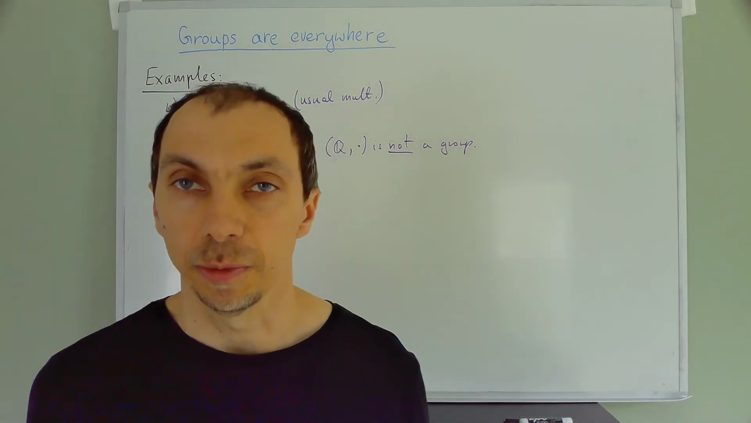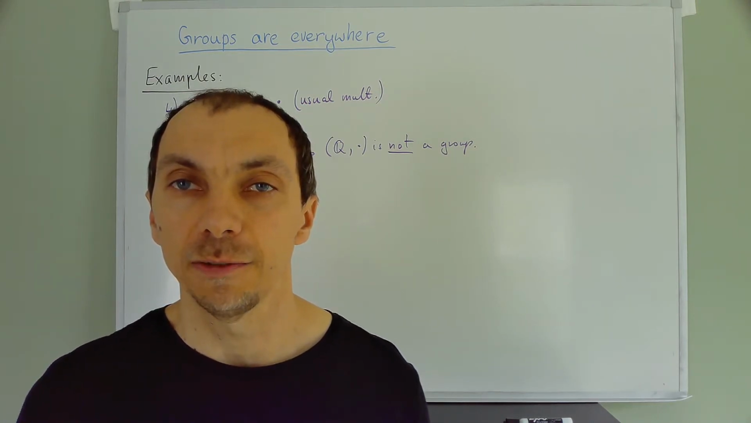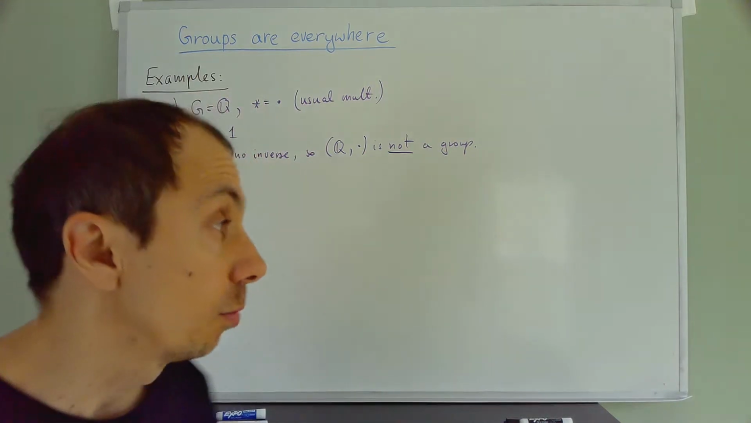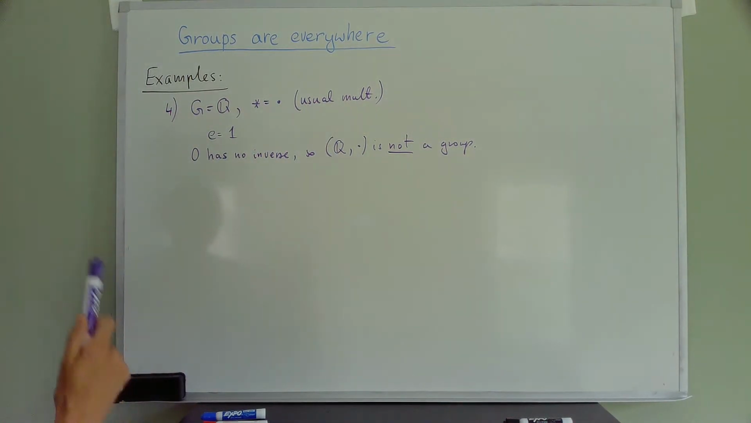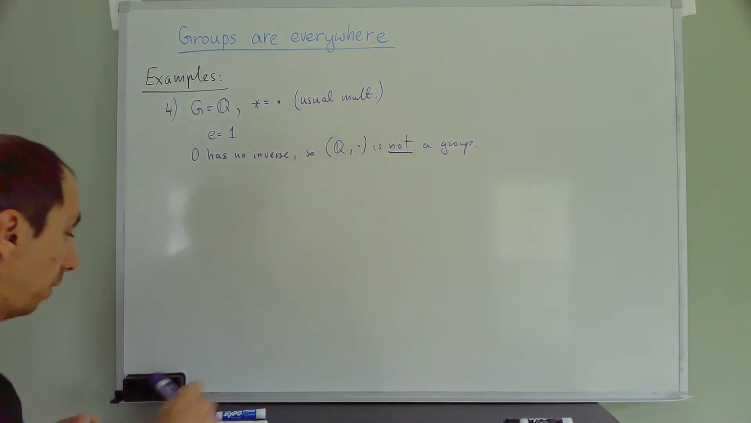G with the usual multiplication. I can define multiplication on Q to make it a group. But with the usual multiplication, it is not a group. But the only problem seemed to have been the fact that 0 didn't have an inverse. So what if I throw it out?